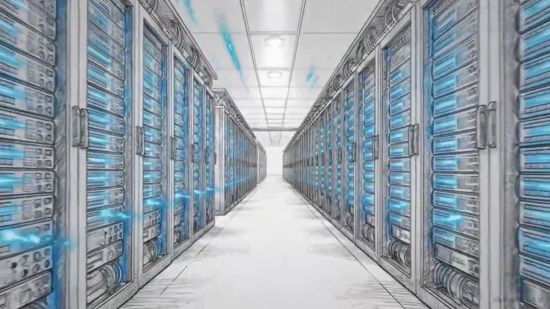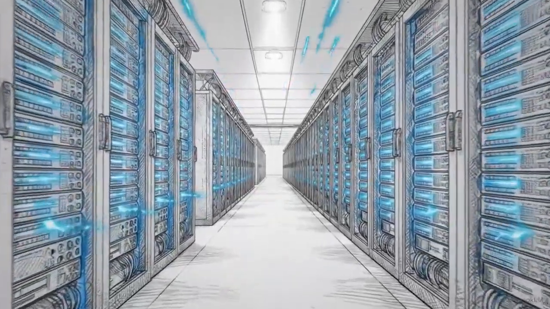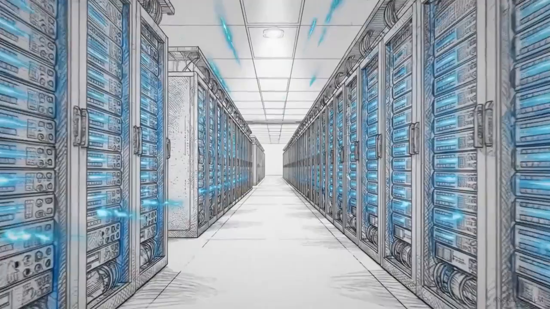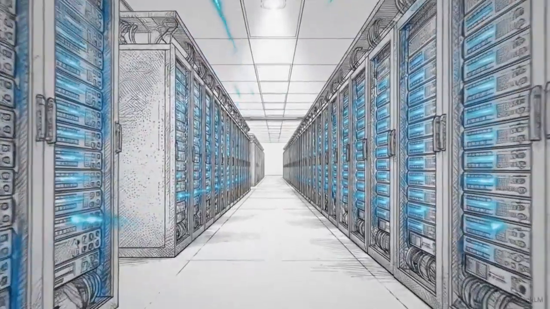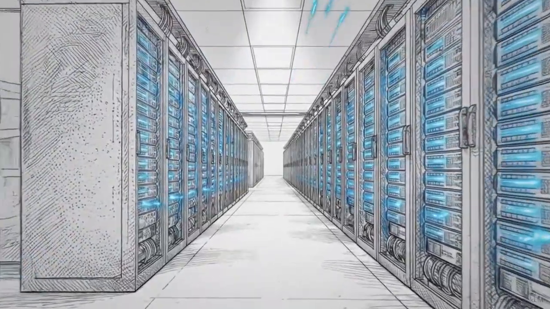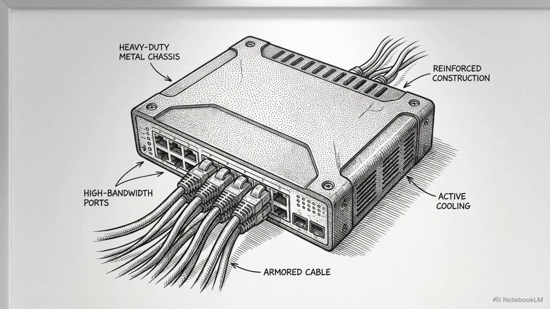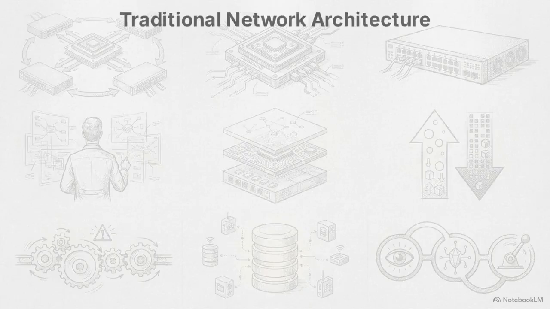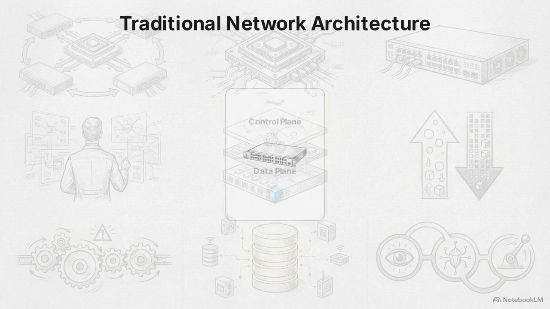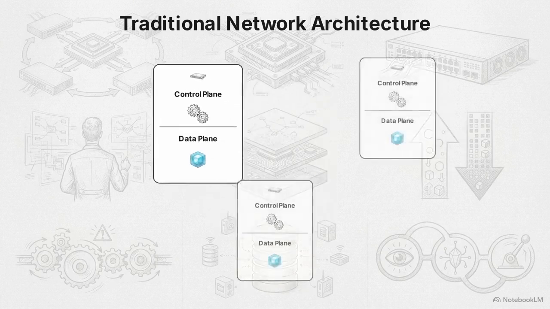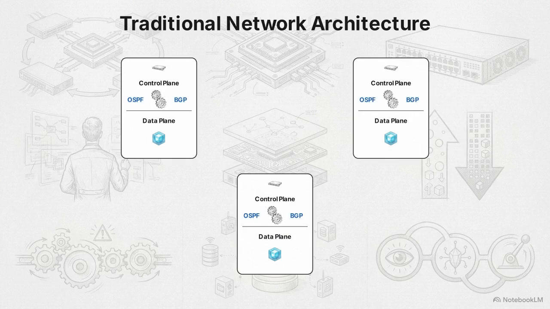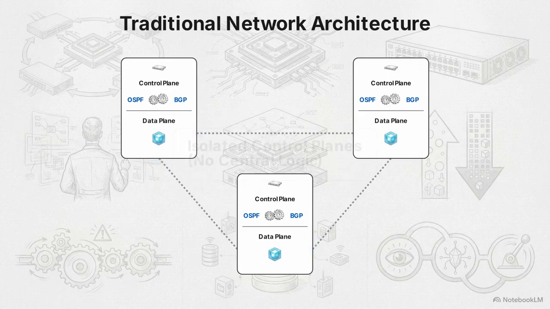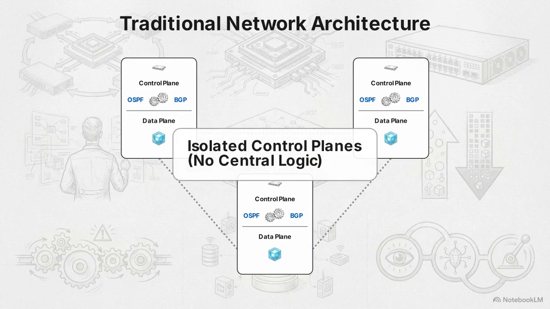To support the volume of data moving through cloud-native applications and 5G telecommunications networks, modern infrastructure must handle hyperscale throughput. Historically, the intelligence driving this data was trapped inside the hardware. In a traditional network architecture, every individual router and switch houses both a control plane and a data plane. Each device independently executes complex routing protocols, like OSPF and BGP, to calculate paths and forward packets.